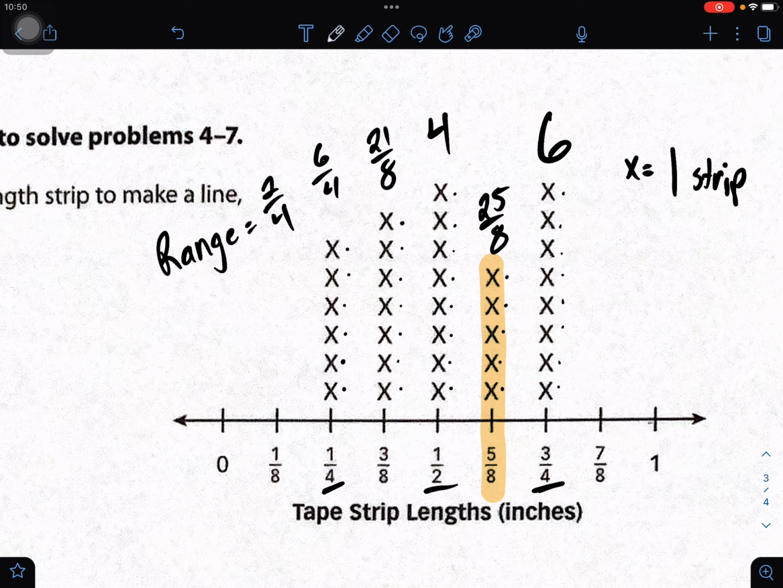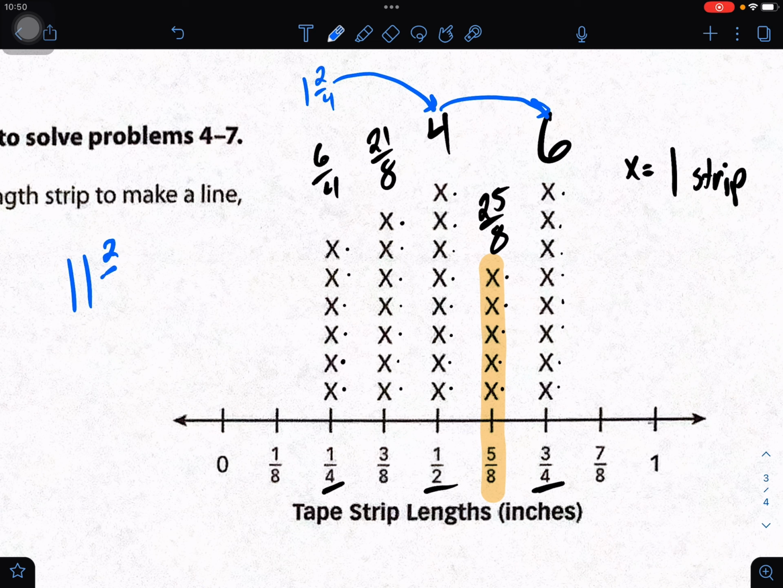So now I need to add up all of these values here in front of me. So I'm going to first add up the fourths. 6/4 plus 26/4 would be 1 2/4. And if I add that to the 4 and add that to the 6, I get 11 2/4. Then I can go through and add up the eighths. 21/8 plus 25/8 would be a total of 46/8.